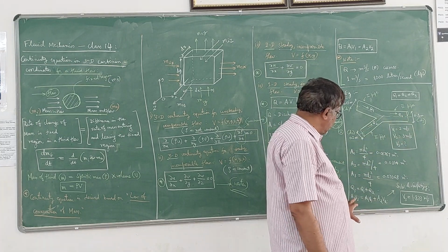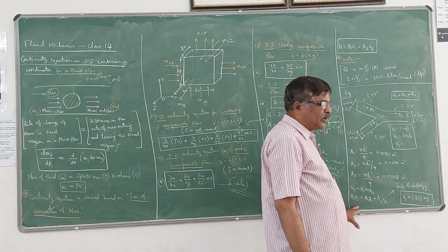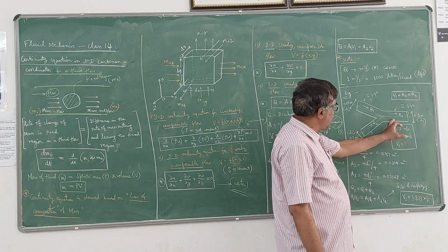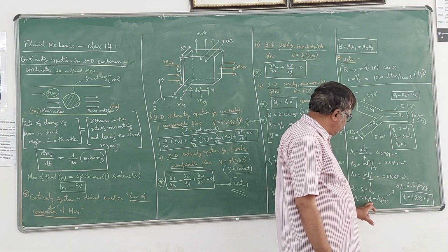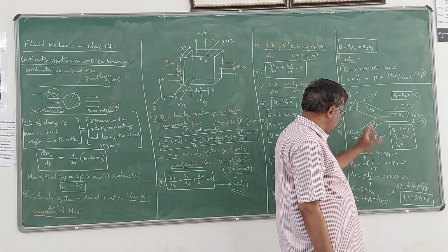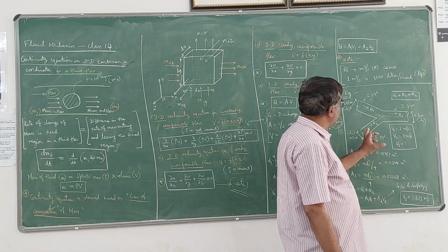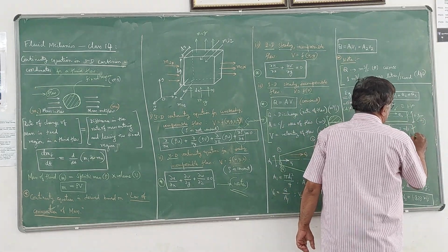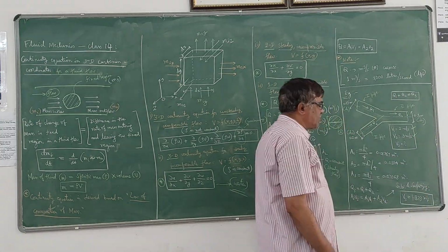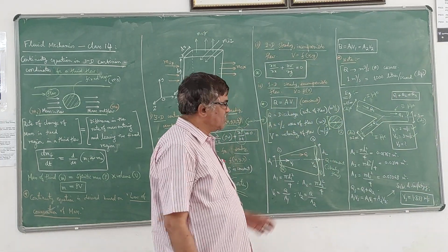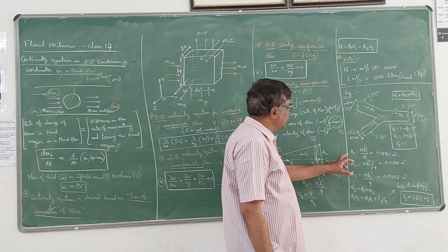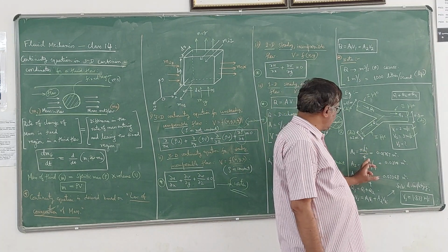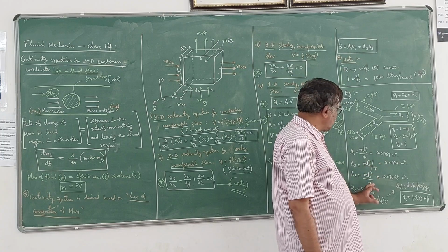Very simple problem. Q3 can be written as A3 into V3, because Q is equal to A into V, where A3 is the area of this pipe. Q1 is A1 V1, where A1 is the area of this pipe. Q2 is A2 V2, where A2 is the area of this pipe. He has given velocity in the first pipe 2 meter per second, velocity in the second pipe 3 meter per second, velocity in the third pipe, the common pipe, is unknown. Now get the values of A1, A2, A3 by using the formula pi d1 square by 4, pi d2 square by 4, pi d3 square by 4.